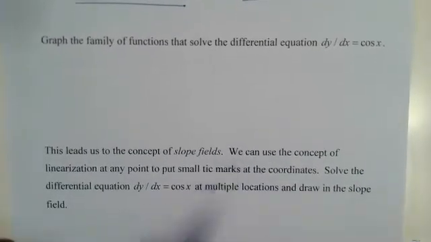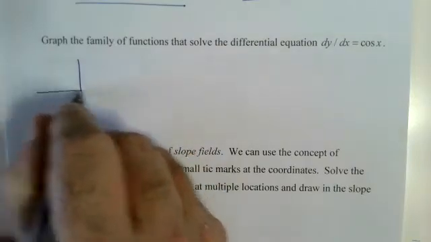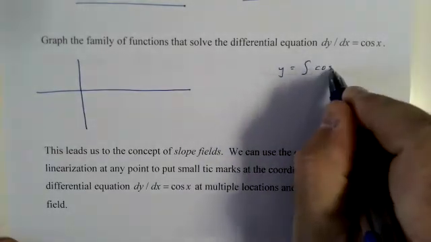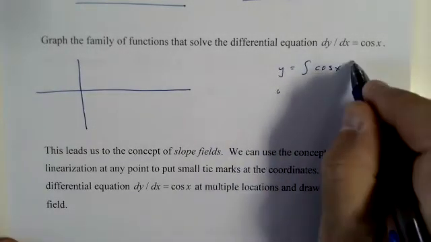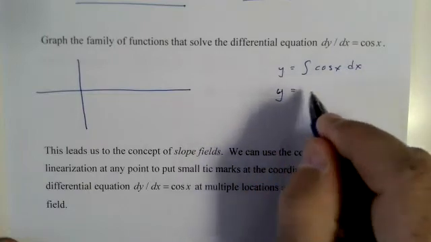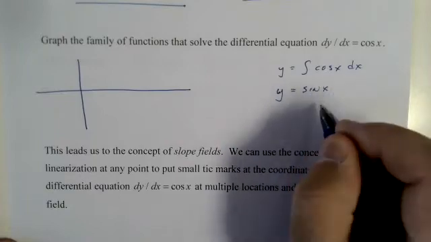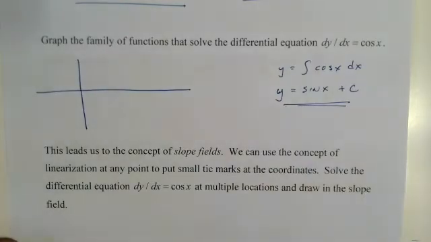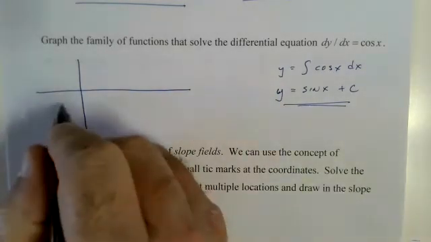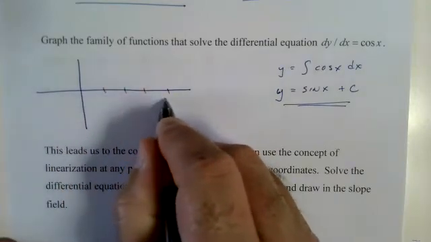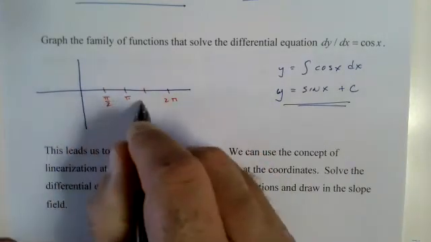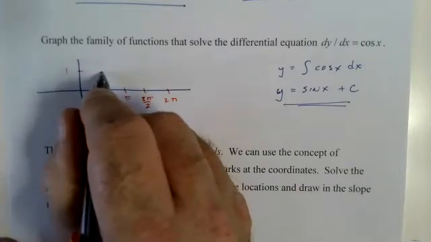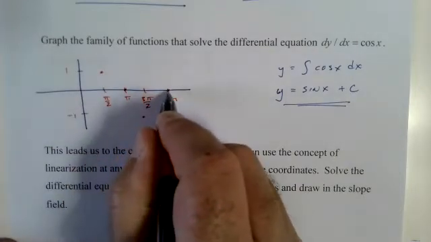Graph the family of functions, solve this differential equation. Y equals integral, no values here, cosine of x dx, yes, you need to put the dx, y equals sine of x plus c. So we're going to get into slope fields here, all right? So sine of x, I will do the first one, 1, 2, 3, 4, 2 pi, pi over 2, 3 pi over 2, and 1, 1. I'm going to put the first one in as a solid line. After that, we're going to get away from it.